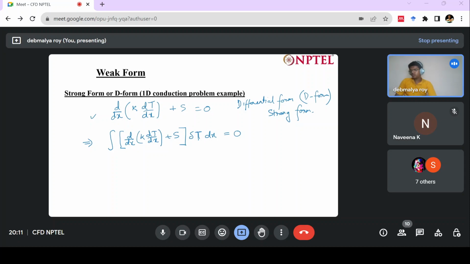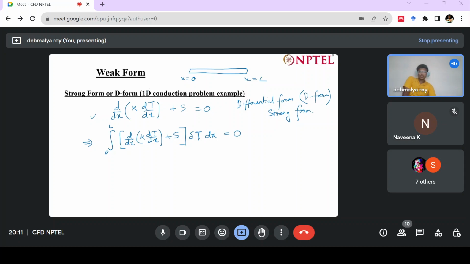Yeah. So the concept here is basically, here we have this integral, right? We are integrating it over the domain. Let's say it is conduction on a rod, where there are two ends: one is x equal to 0 and the other is x equal to L. So this is integrated over x equal to 0 to L.